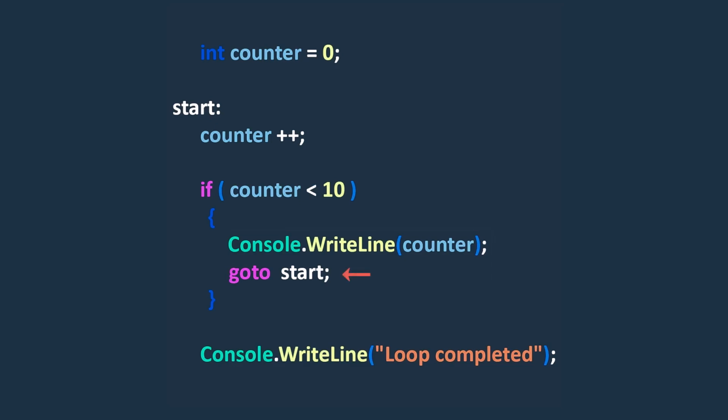Here, when the control encountered the goto statement followed by a label named start, it jumps to the start label and begins to execute the statements again. The control jumps back to the start label as long as the counter is less than 10. Once the counter becomes 10, the program execution continues and it prints loop completed.